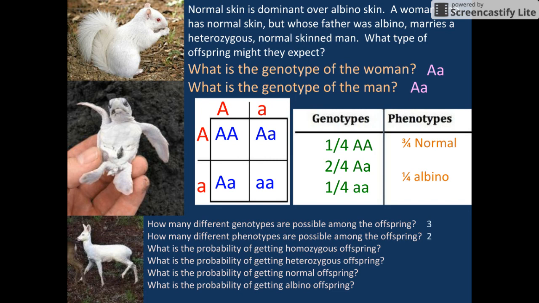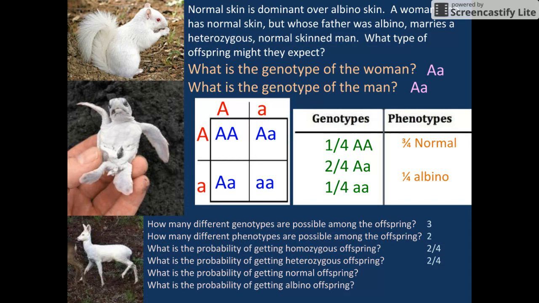What is the probability of getting homozygous offspring? Well, big A, big A, and little A, little A are both homozygous, okay? So 2 out of the 4 boxes are homozygous. What is the probability of getting heterozygous offspring? Well, we can see 2 of the boxes in our Punnett square are big A, little A, so 2 out of 4.